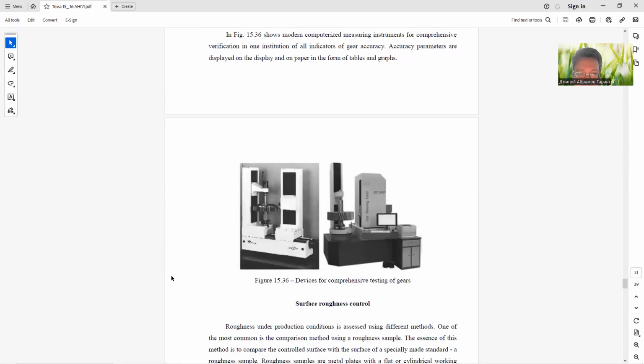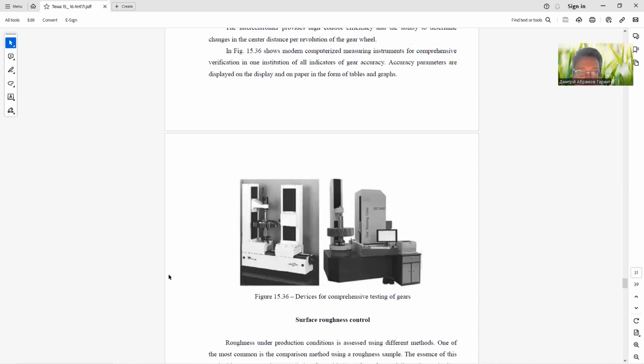Figure 15.36 shows modern computerized measuring instruments for comprehensive verification in one setup of all indicators of gear accuracy. Accuracy parameters are displayed on the display and on paper in the form of tables and graphs. Devices for comprehensive testing of gears.